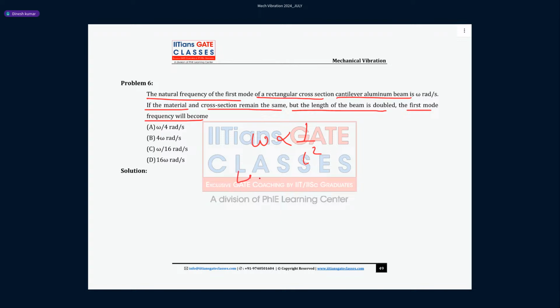So we can say omega 2 by omega 1 is what? It is L1 by L2 whole square. L1 is L, what is L2? The length is becoming double. So what will be the omega 2? What will be the omega 2? Yes, it is omega 1 by 4.